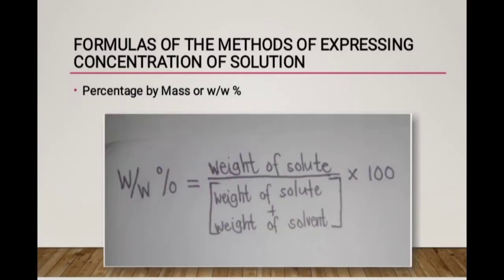Now, let's proceed to the formulas of the methods of expressing concentration of solution. First, percentage by mass, or weight over weight percentage, equals weight of solute divided by weight of solute plus weight of solvent, or solution, times 100.